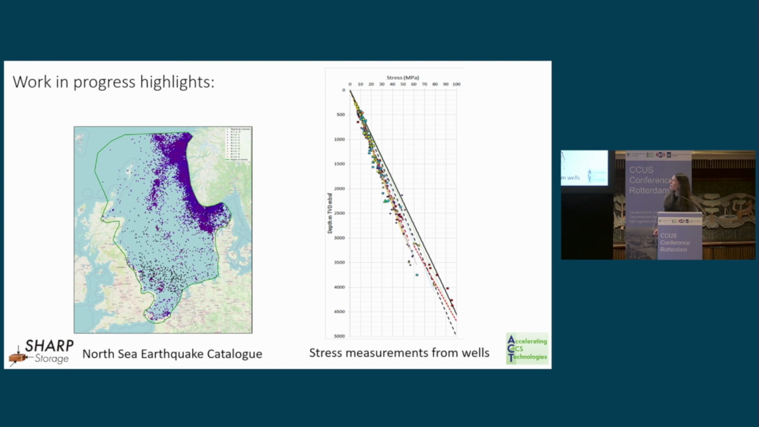So these are measurements in the wells, and there has been release of new data from the industry, and it's also about understanding and analyzing for various trends in the stress measurements within the North Sea.